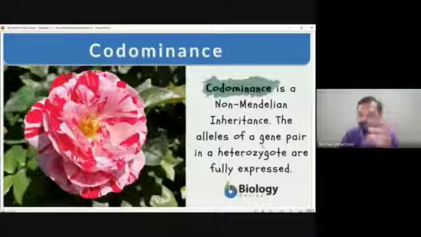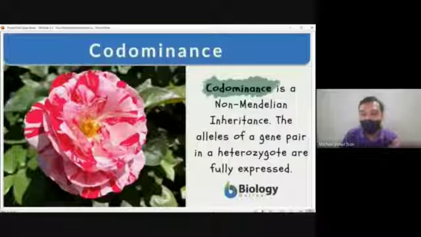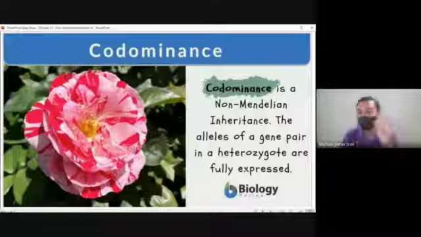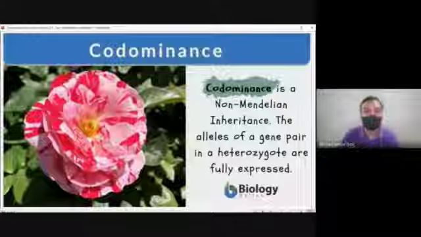So there will be no blending happening here. Both of the gene pair, or the alleles, or the forms, will be expressed 100%. No blending will be happening here. Here's an example of that.